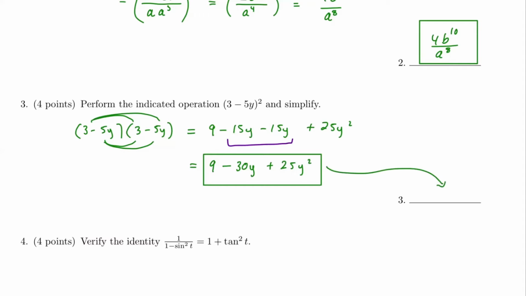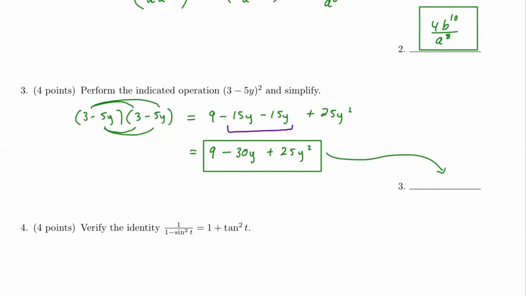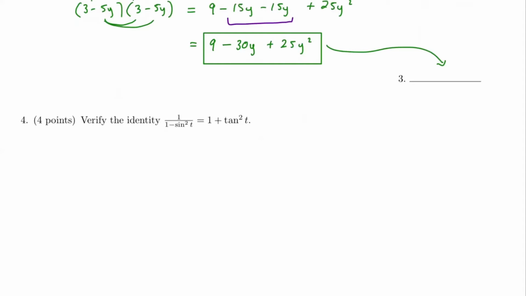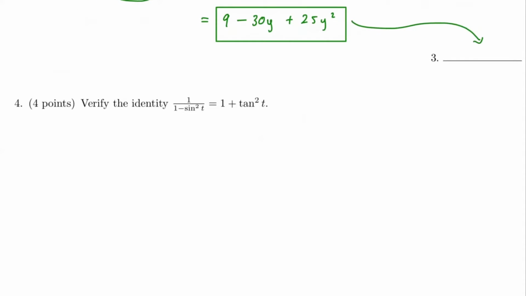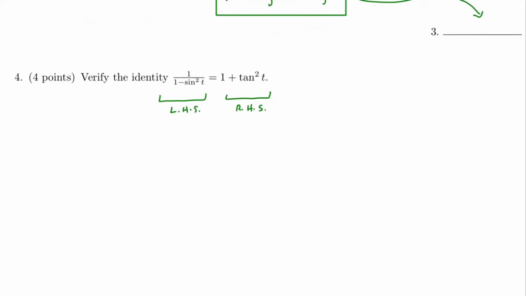All right, moving on to the next problem, verify this identity. So here you do need to remember some of your trigonometric identities. So we're going to start with the left-hand side. This is your left-hand side, and this is what we call the right-hand side. So you want to start with one side, show that it is equivalent to the other side. So I'll start with the left-hand side. So this is a proof.